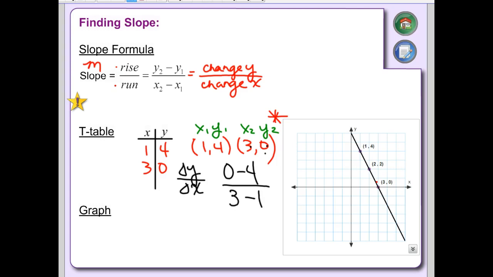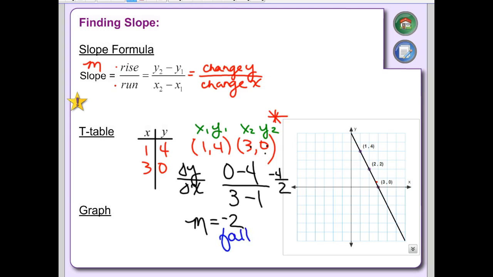So what do we have here? 0 minus 4 is negative 4. Okay, 3 minus 1 is 2. So if I reduce that fraction, what's negative 4 divided by 2? Yes, my slope equals negative 2. Now remember, because that's a negative slope line, my line should fall.